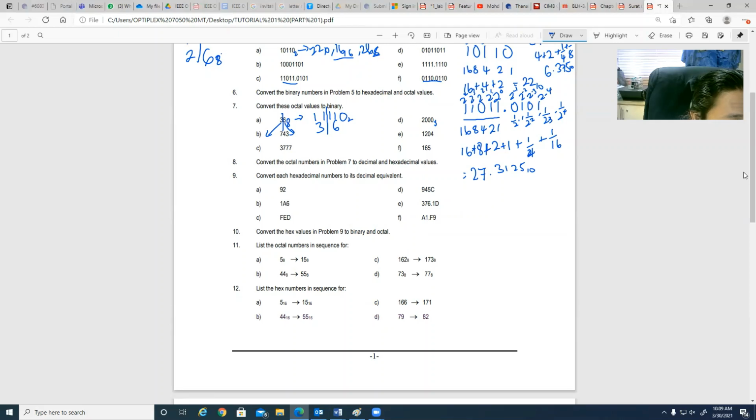Maybe I will show another example: 473. So 3 is 0 1 1, 4 is 1 0 0, and for 7, 4 plus 2 plus 1. So that is the answer. You can check your answer. So the answer will be 1111000011. That is the binary.